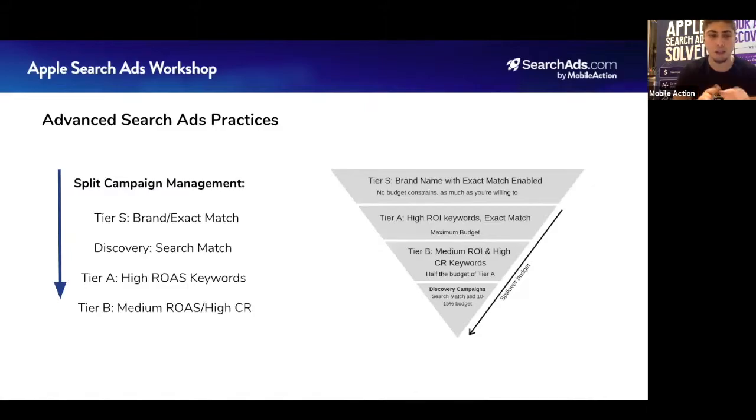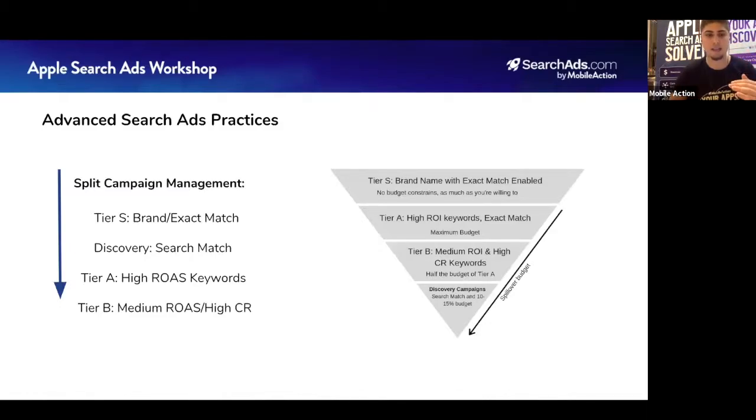Search match automatically matches you with relevant keywords. You don't set any keywords. Then you just track your progress and see which keywords it finds. If you think a keyword is a good one, you'll add it as a negative keyword to the discovery campaign, so you can start running good campaigns on these keywords.